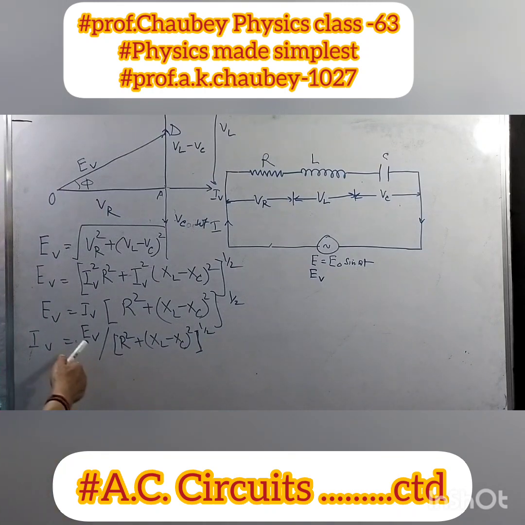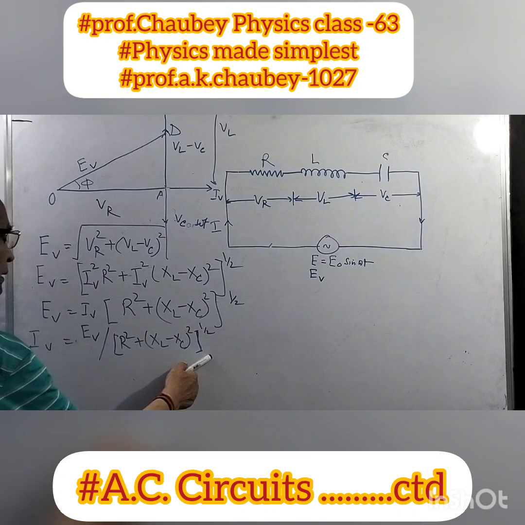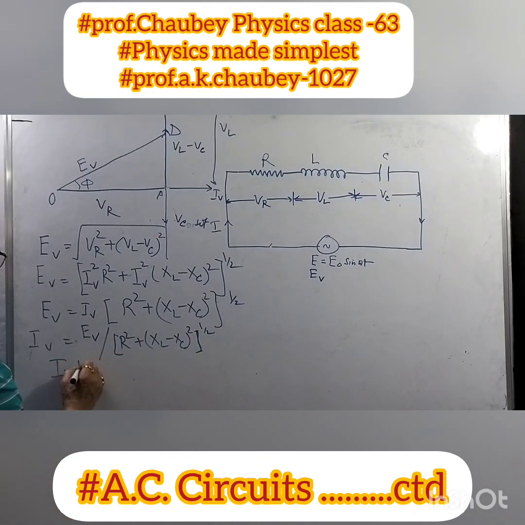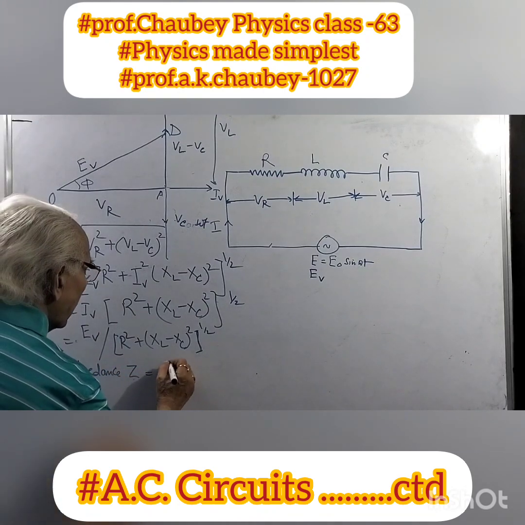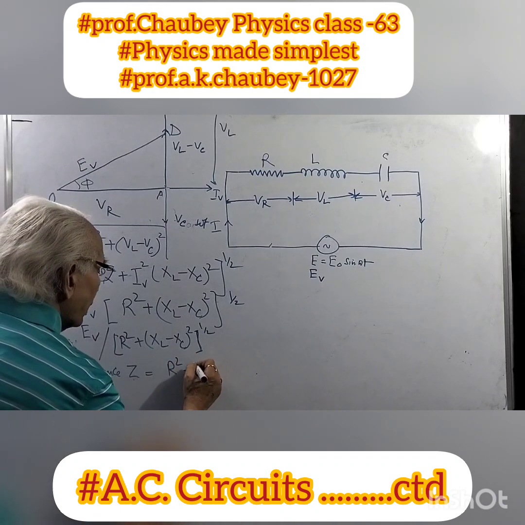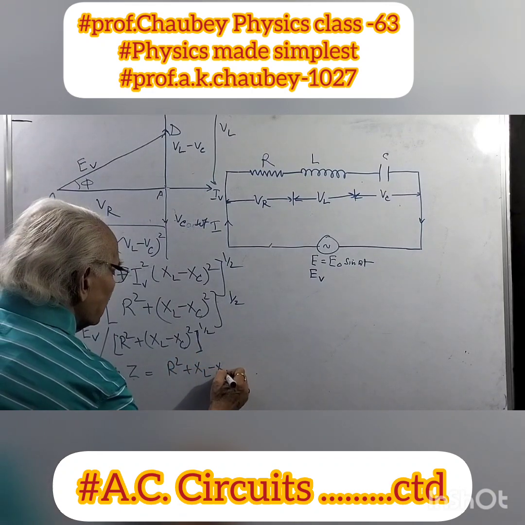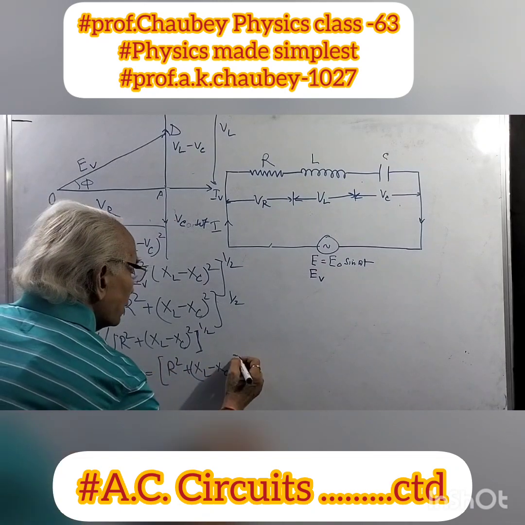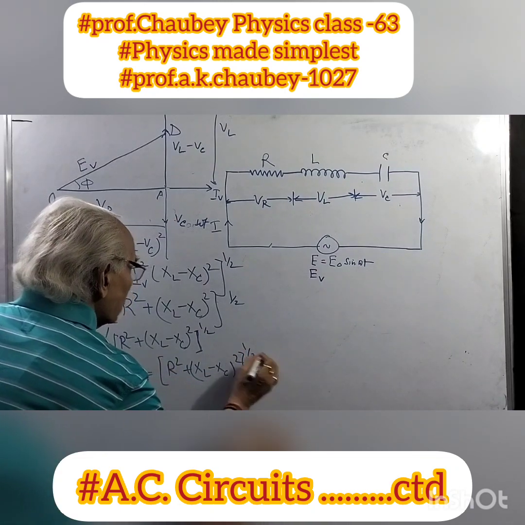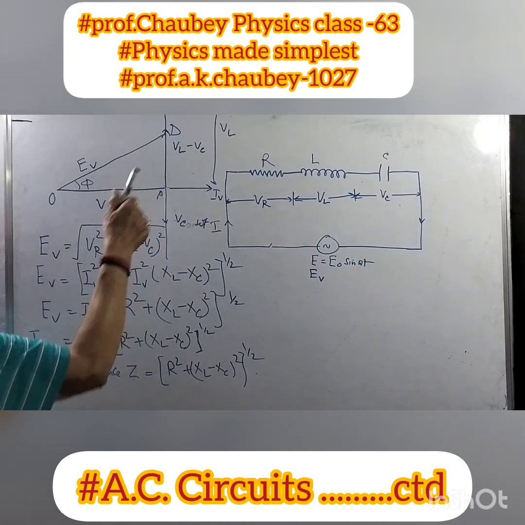So this represents, just like current is voltage upon resistance, the impedance of the circuit. Z is equal to (R square plus (XL minus XC) square) to the power 1 by 2. So this represents the impedance of the circuit.